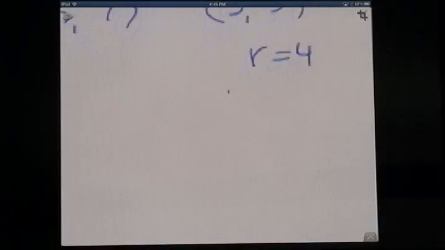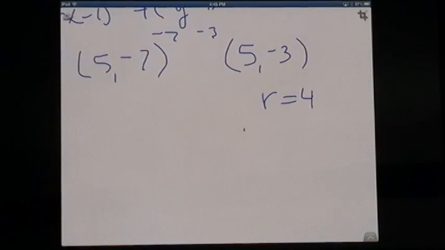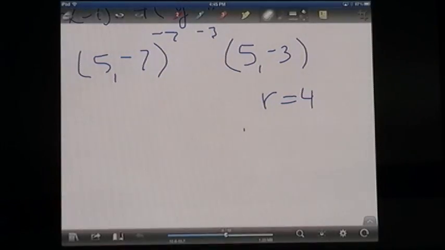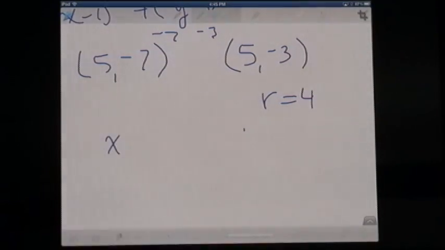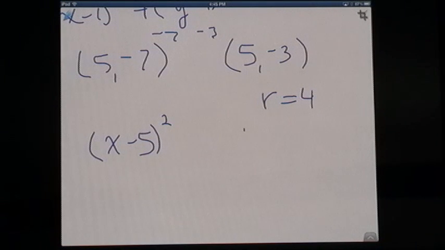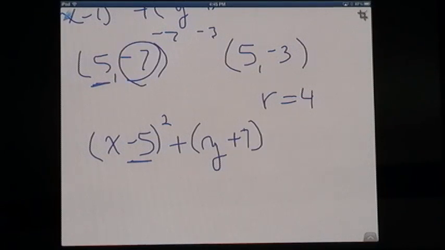Okay, so we know that (5, -7) is the center, and the radius is 4. So you would write x minus 5. It's positive here, so it's negative in the equation. Positive right there, negative right here. Plus y plus 7. It's negative here, so it's going to be positive there. Is equal to r squared, which is 16.